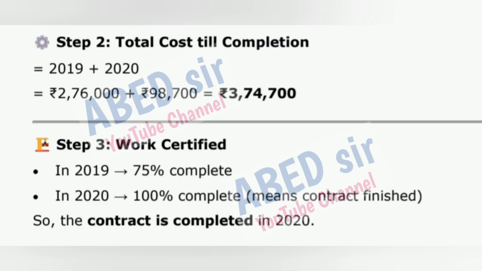Step 2. Total cost till completion is equal to 2019 plus 2020, which is 2,76,000 rupees plus 98,700 rupees, equal to 3,74,700 rupees. Step 3. Work certified. In 2019, 75% complete. In 2020, 100% complete, meaning contract finished. So, the contract is completed in 2020.